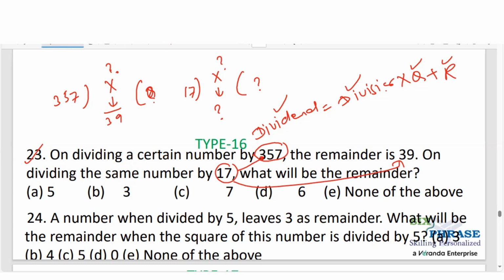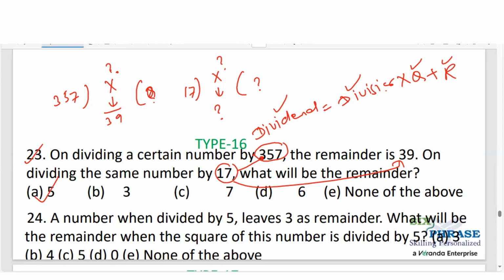So here the first divisor is 357, the second divisor is 17. We are checking whether the first divisor is divisible by the second or not. 17 twos are 34, 17 ones are 17, yes, 357 is divisible by 17. So we can divide the given remainder by the new divisor. 39 divided by 17, we will get 5 remainder. So our right answer is 5.